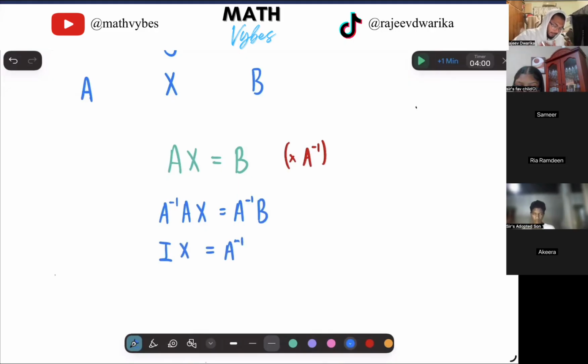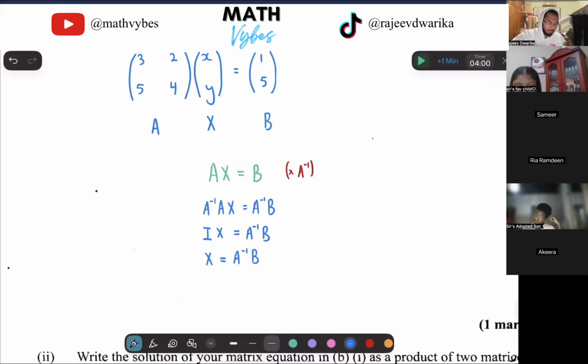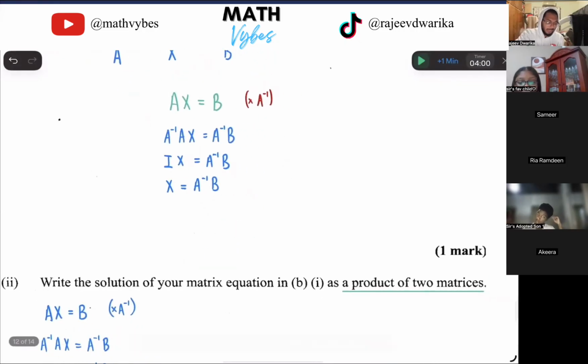Itself. It gives you back itself. Right, so if I have I times X, that's just going to give me back the same thing. It's going to give me back X, right? Yeah, X. So if I want to figure out what X is, that's just going to be A inverse by B, right? You with me? Yeah.